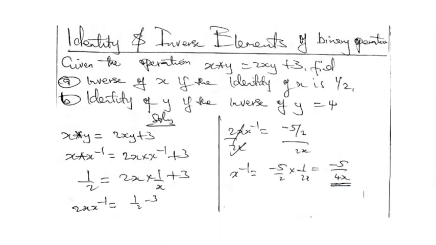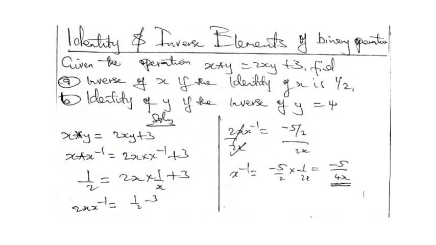Identity element and inverse element. Given the operation x asterisk y equals 2xy plus 3, find A, the inverse of x, if the identity of x is half. B, identity of y, if the inverse of y is 4. Solution: x asterisk y is equal to 2xy plus 3. Then x asterisk inverse of x equals 2x times inverse of x plus 3. Since the identity element is half, we have half equal to 2x times x inverse plus 3, so x inverse equals minus 5 over x when simplified.